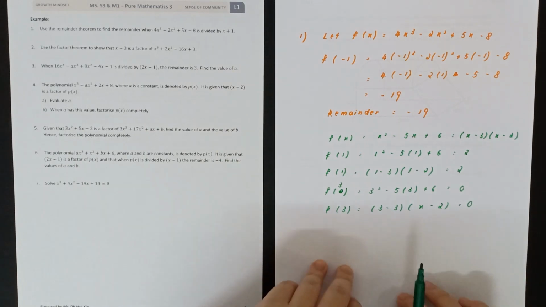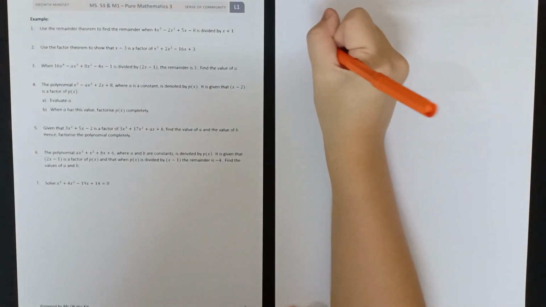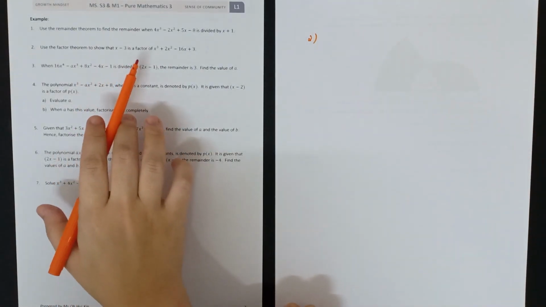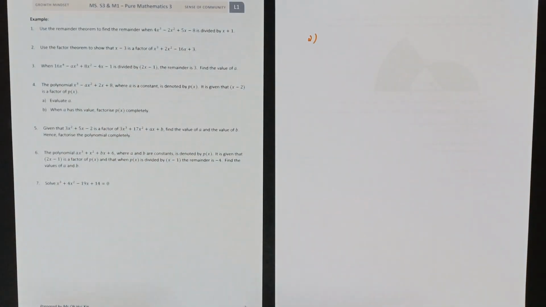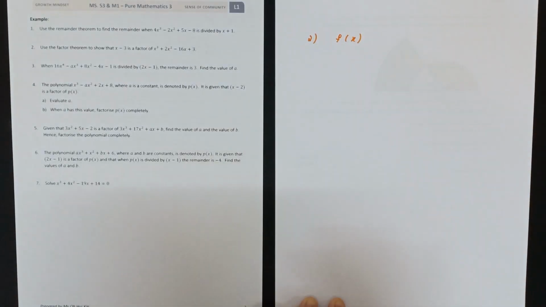Alright, so let's go to number 2. Use the factor theorem to show that x minus 3 is a factor of x cubed plus 2x squared minus 16x plus 3. You remember just now, what do we mean by the factor theorem? When you find the remainder and get 0, only then we say that the divisor is a factor. So what we need to do here is prove that when we substitute 3, I will get the remainder as 0.